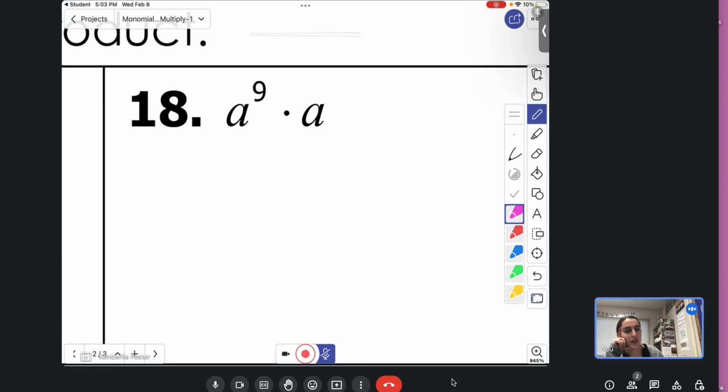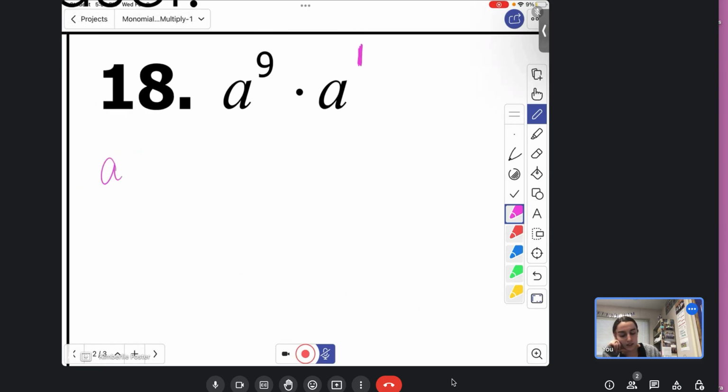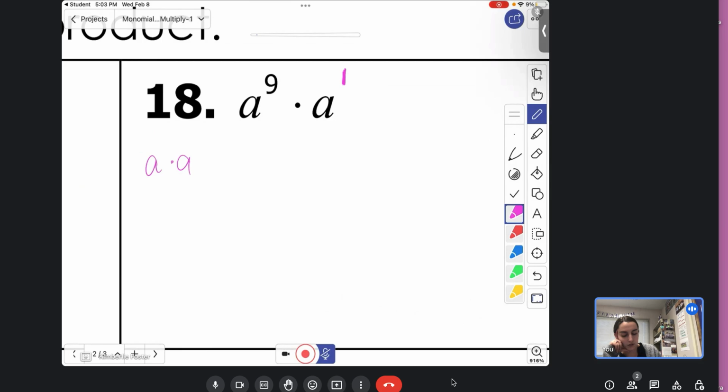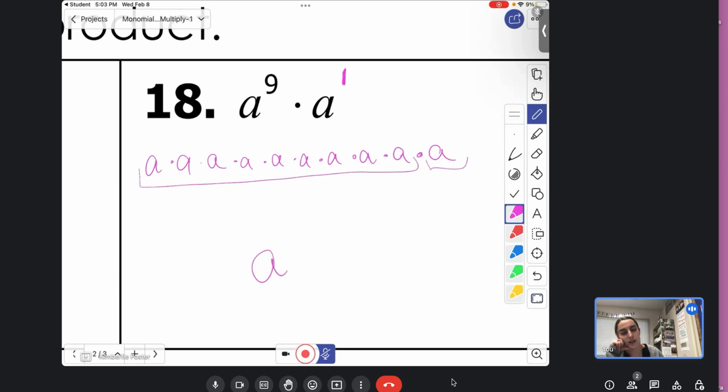Okay, a to the 9th times a. We have an invisible exponent. It's a 1. If you don't see the exponent there, it's a 1. So this is a to the 9th. I'm just going to list all these out. A. How many? What number am I on? 1, 2, 3, 4, 5, 6, 7, 8, 9. And there's one more. So I don't multiply 9 times 1. There's 9 A's times 1 A. That's a to the 10th. Okay, 9 plus 1 is 10.